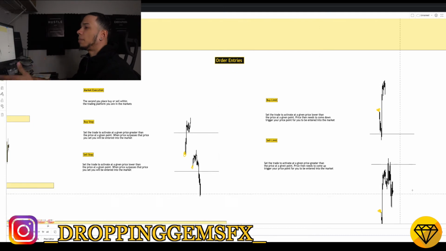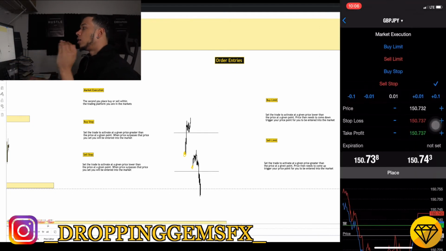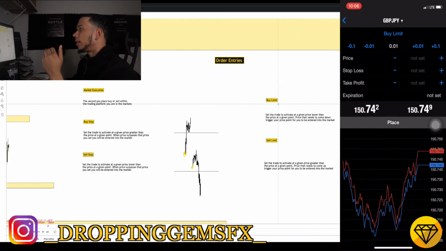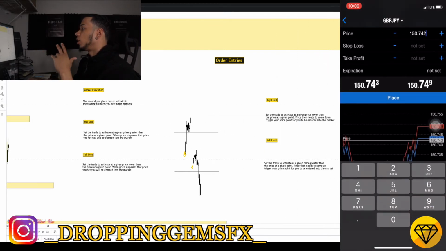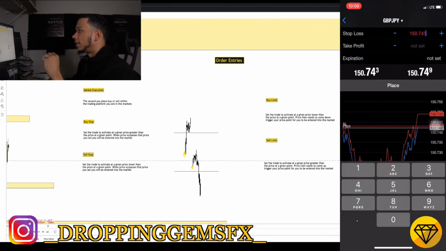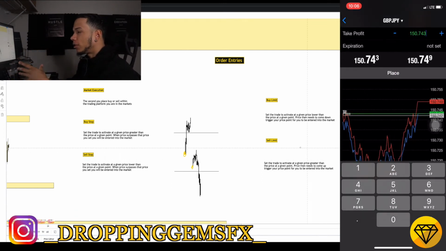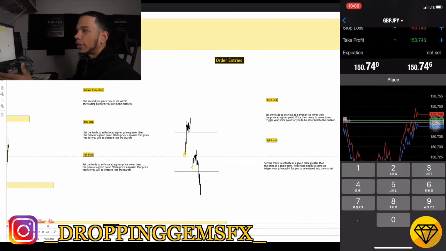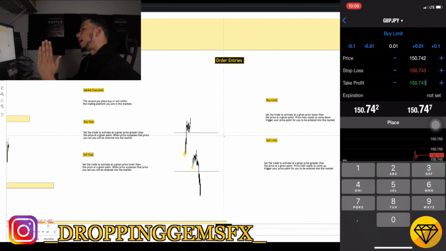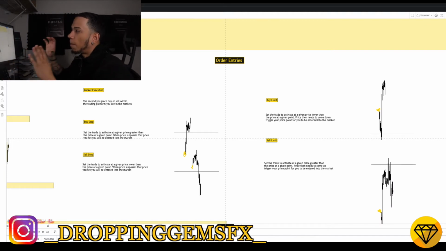Okay, so the first one is going to be a buy limit, right? So a buy limit happens when you set the trade to activate at a given price lower than the price at a given point. And I know this may confuse you because of what we just talked about on the left, but try to kind of put that to the side right now. We're focusing on buy limit, right? So at a given price lower than where price is right now. So price then needs to come down and trigger your price point for you to be entered into the market, okay? So what does that look like?